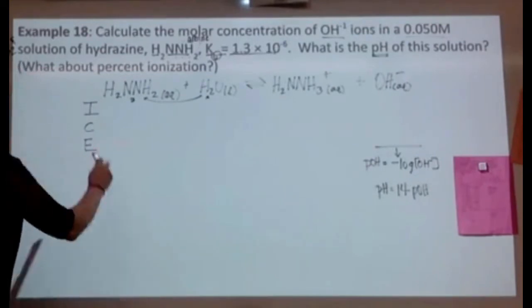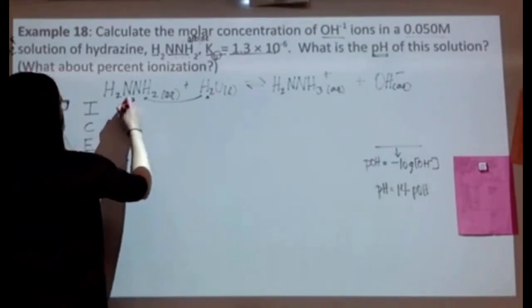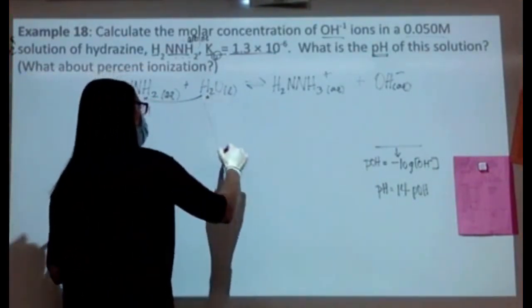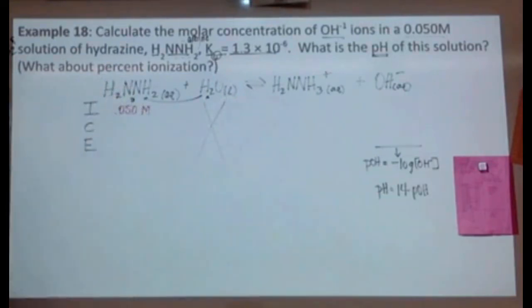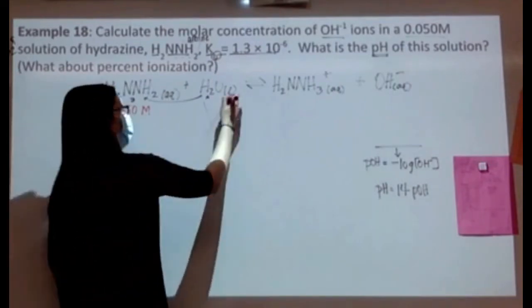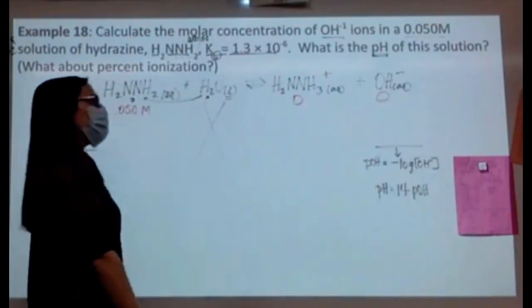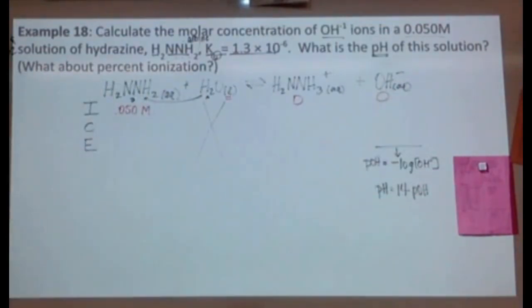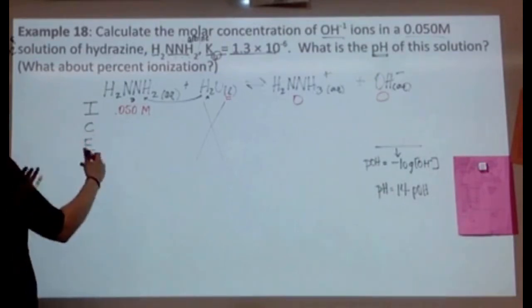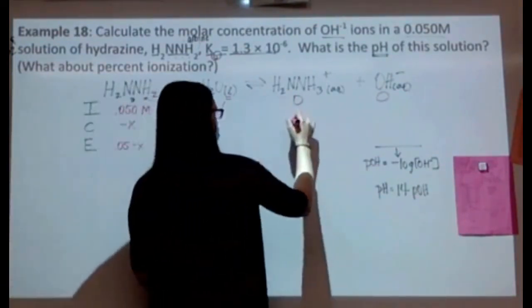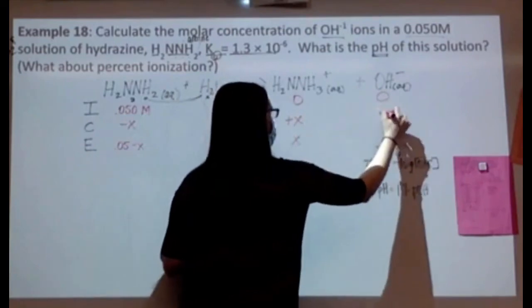So let's look at what we have. We have a 0.05 molar solution of weak base. I'm going to put an X through H2O. Why can I put an X through H2O? It's a liquid, right? Liquids do not affect equilibrium. And then because it doesn't say anything else about initial, there's 0. Now it doesn't say anything else, so I'm going to use X's. Plus X. Plus X.